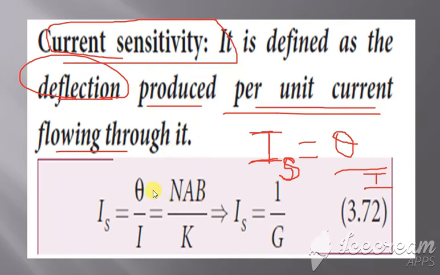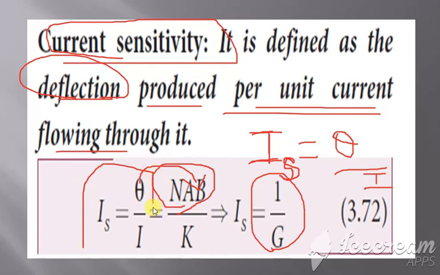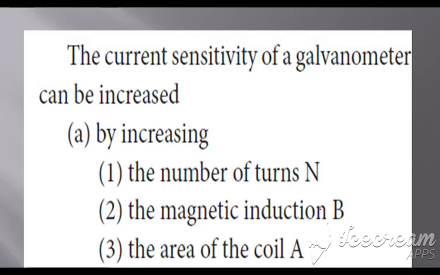Okay, now in place of theta, what have they written? Theta is always proportional to NBA. Then this can be written as Is is equal to 1 by G, because this value is the galvanometer constant, is it not? So we are writing this as Is is equal to 1 by G. It is enough if you just know this formula, Is is equal to theta by I. Just knowing that is enough for you here. Okay?